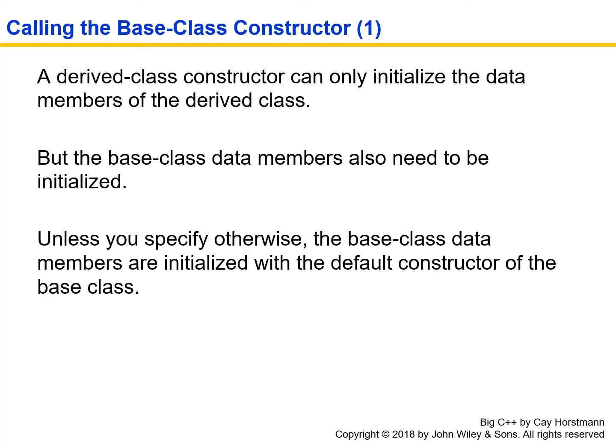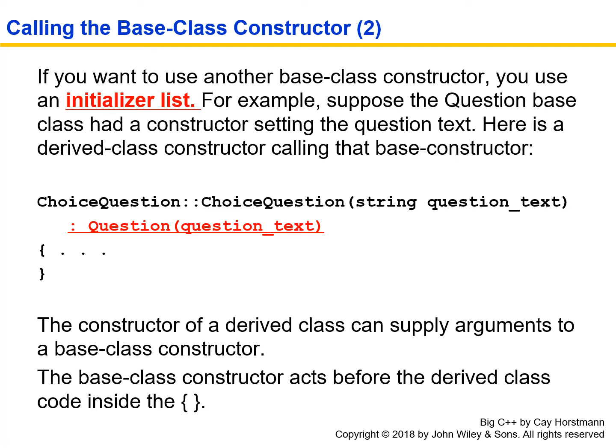Constructors. How do we construct derived classes? A derived class constructor can only initialize its own data members, because, as we keep saying, the base class data members are still privately held by the base class, but they still need to be initialized. The solution here is to use the same kind of initializer list that we had used when we had member data that were themselves classes. We did that last time.